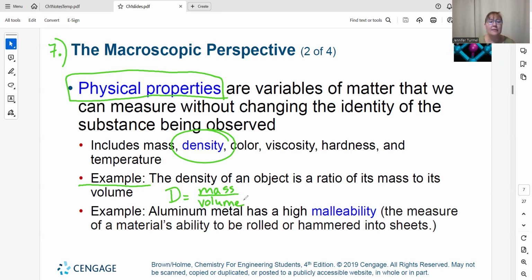And another example of what we're looking at might be something called malleability, the ability to be rolled or hammered into sheets and stretched. Aluminum metal has a high malleability. It can easily be turned into sheets or into wires or whatever it is that we're looking at.